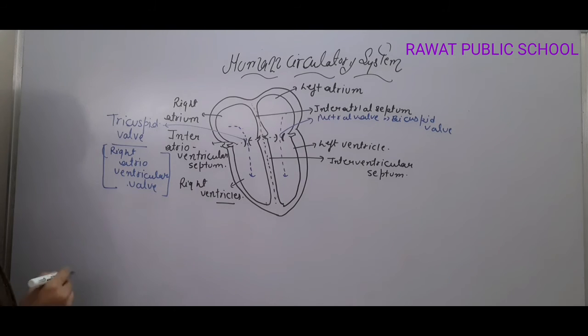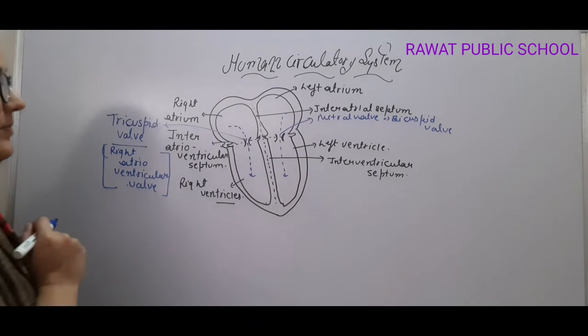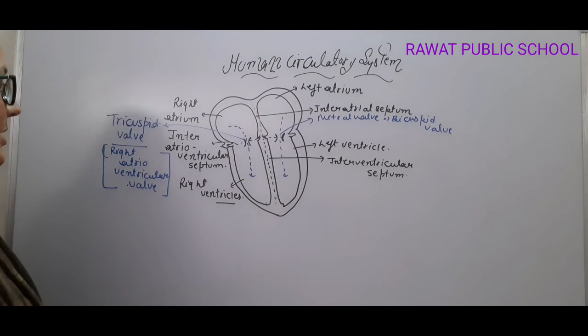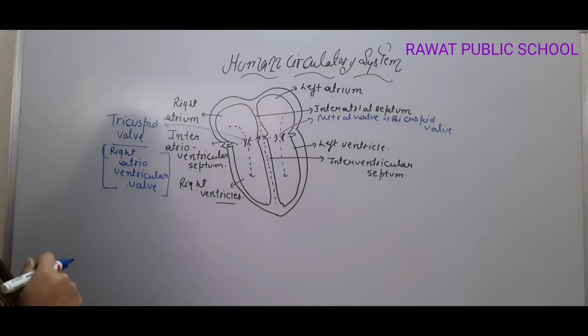Function of the valve is that it will always provide unidirectional flow of blood from the atrium to the ventricle. The blood will not go back into the atrium. Fine. Now the next thing is what?